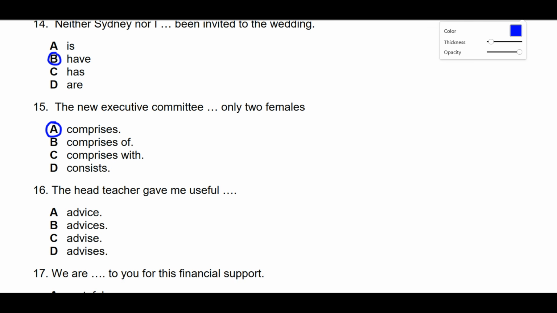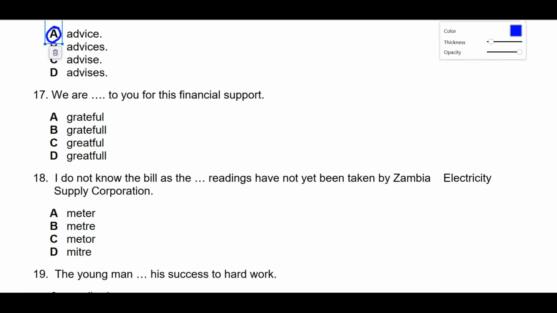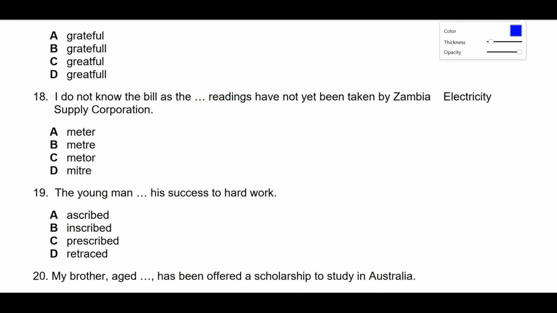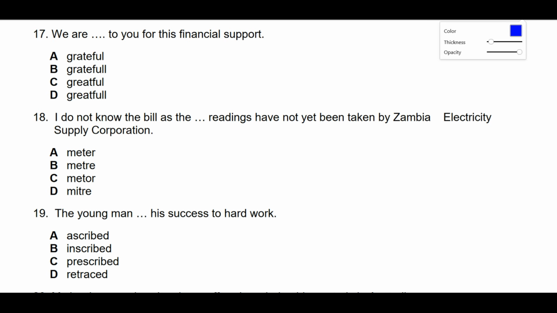The head teacher gave me dash advice. Remember, advice is an uncountable noun, so we don't add an s to show the plural. If you want to make it plural, you can say maybe 2 pieces of advice. So we don't say advices, no. You say he or she gave me a piece of advice, 2 pieces of advice. Same as furniture. So remember those rules. We move on to number 17.